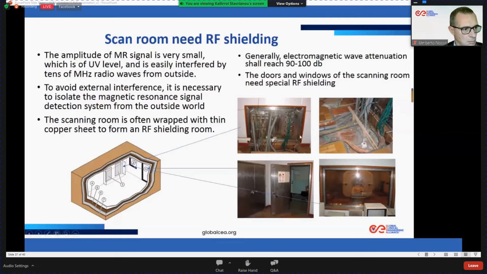The electromagnetic wave attenuation should generally reach 90 to 100 dB. The door and the window of the scanning room need a spatial shielding.